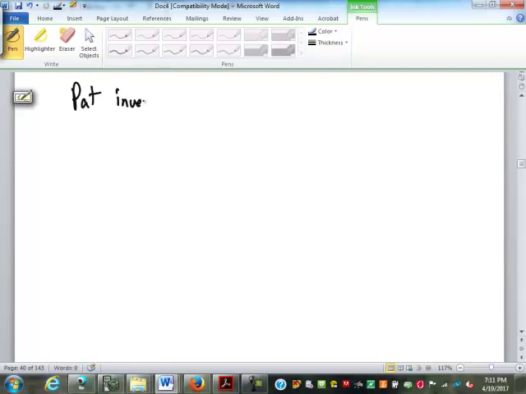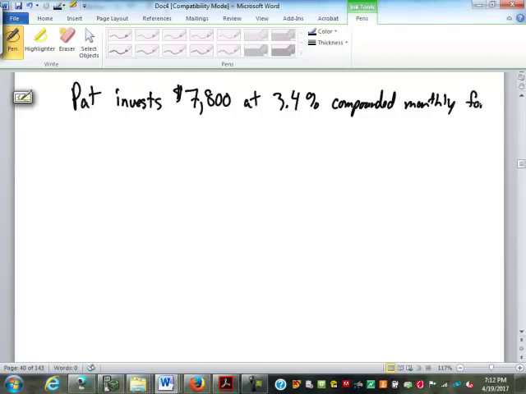Let's say Pat invests $7,800 at 3.4% compounded monthly for 22 years. Find the balance at the end. I'll give you a minute to do that one.